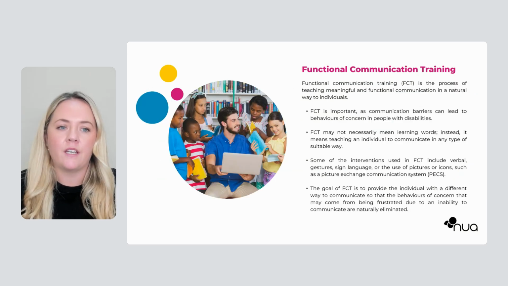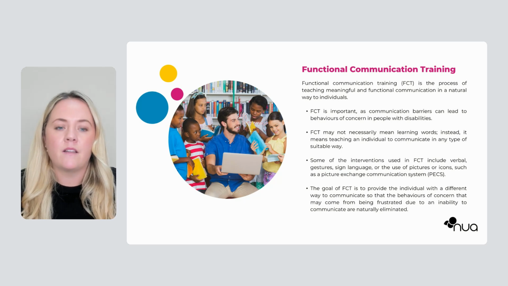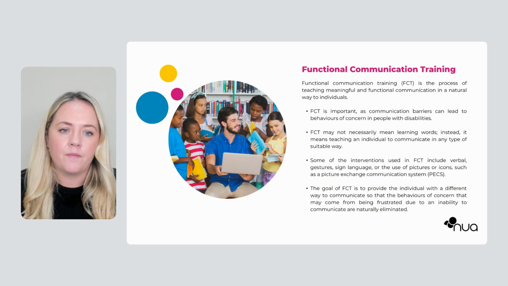Functional communication training is the process of teaching meaningful and functional communication in a natural way to individuals. FCT is important as communication barriers can lead to behaviours of concern in people with disabilities. So, what we know is that one of the most common precursors for somebody engaging in behaviours of concern is that they have a communication difficulty.